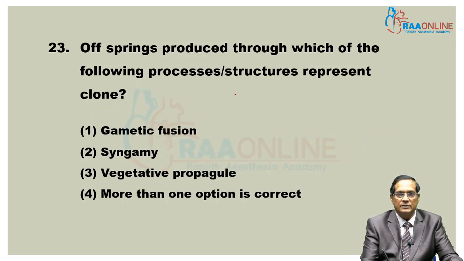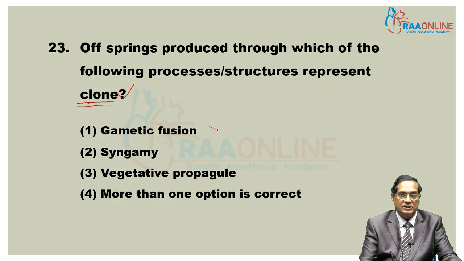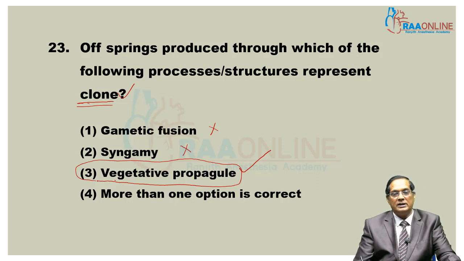Offspring produced through which of the following processes are clones? Clones require asexual reproduction only. Gametic fusion, syngamy, takes place in sexual reproduction. Vegetative propagule is the right answer. It is from the somatic part and detaches from the parent. Definitely it will form an identical progeny similar to the parent. So here the answer is 3.